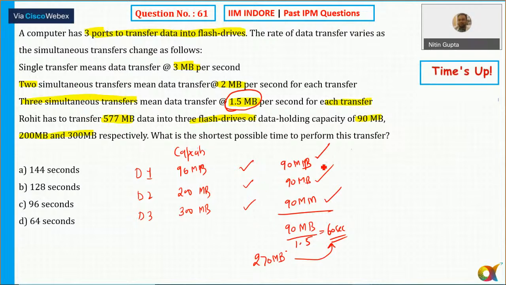Now drive 1 is filled. In drive 2 how much was left? 200 minus 90, 110.